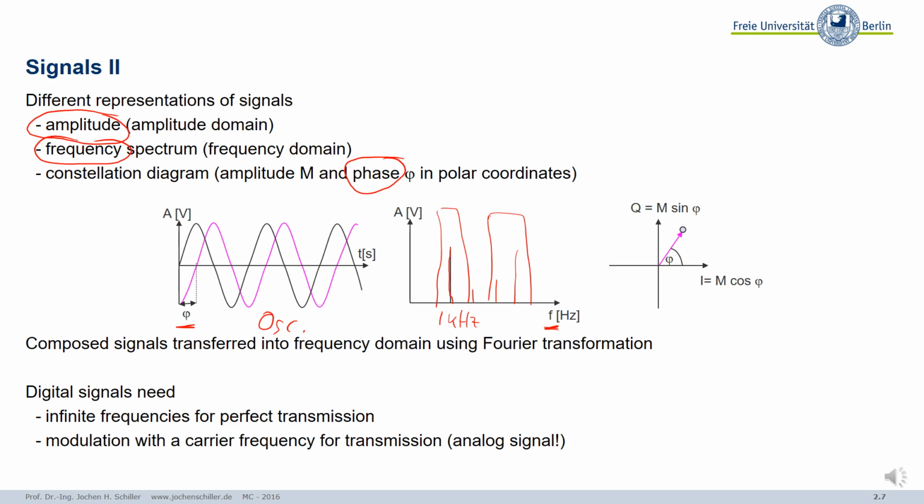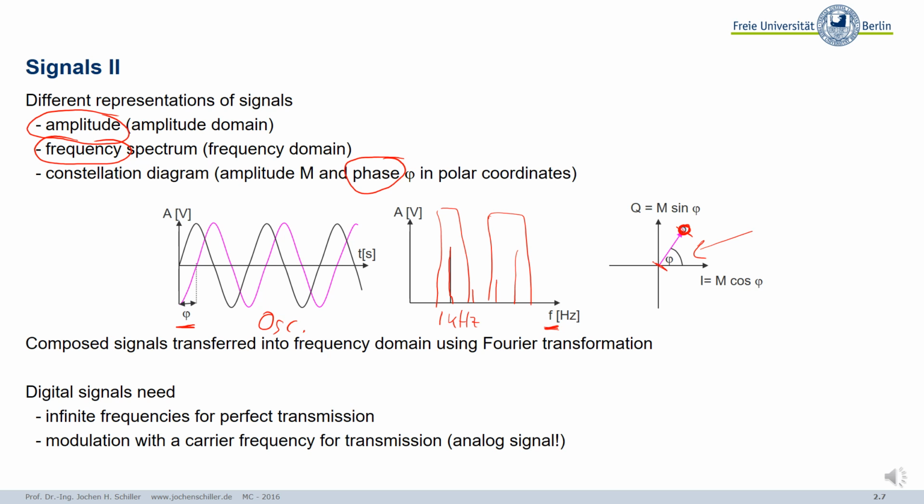Then there's a third way, not that easy to understand, just a third way of showing a signal. There we use a vector with a certain length. That's the strength, the amplitude of the signal. So the longer the vector, the stronger the signal. And an angle. The angle here, that's our phase shift. And then we can display a certain point in this diagram, and this is a so-called constellation diagram. And there we have a certain point.